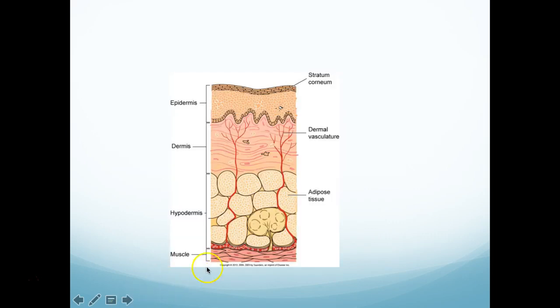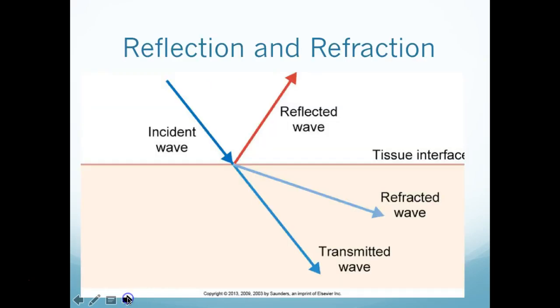And this is just showing you the different layers of the tissue. So there's the muscle, and then there's the hypodermis with the adipose tissue, the vascularity of it coming into the skin from the dermis, and then the top layer, the epidermis, with a little bit of the superficial stratum on the top of there. So just to kind of remind you of how that works and the different layers.